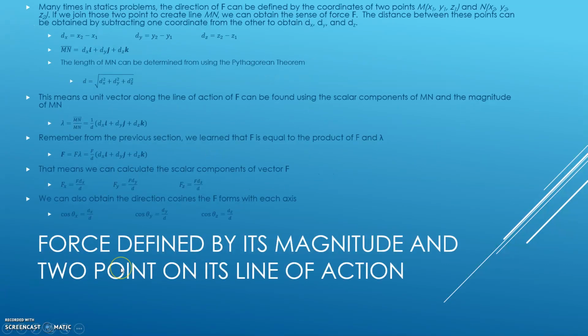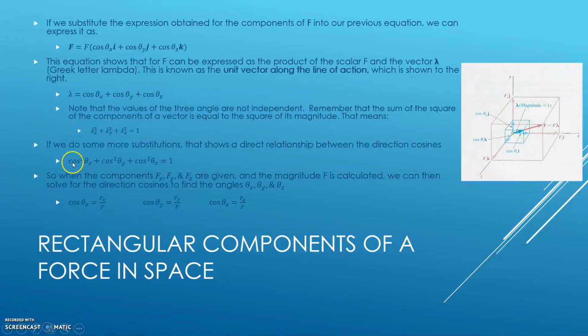And if we do some more substitutions, we can show the relationship directly between the direction cosines. So if I square cosine theta x, cosine squared of theta y, and cosine squared of theta z, that should all equal 1. All I'm doing is substituting this in for this and squaring it, this in for this and squaring it, and this in for this and squaring it. That's all that we're doing.